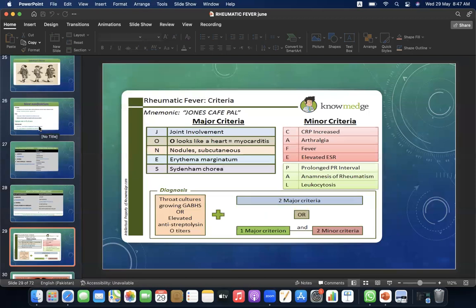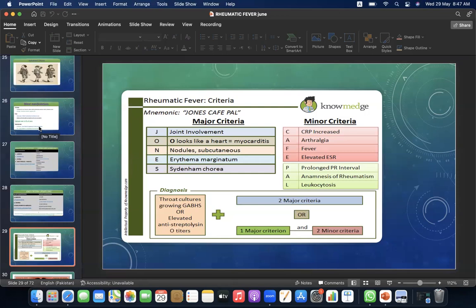For the rheumatic fever criteria, the mnemonic is JONES CAFE PAL. For the major criteria, J stands for joint involvement, O looks like a heart, myocarditis, N is for nodules, E is erythema marginatum, S is Sydenham chorea. For minor criteria, C stands for CRP increased, A arthralgia, F fever, E elevated ESR, P prolonged PR interval, A anamnesis of rheumatism, and L for leukocytosis.